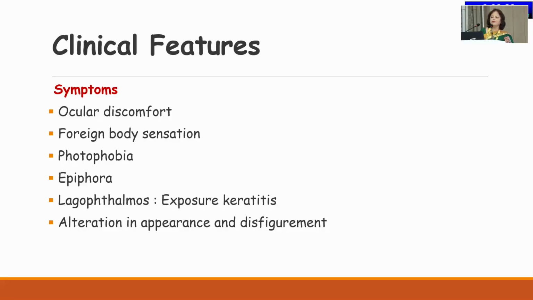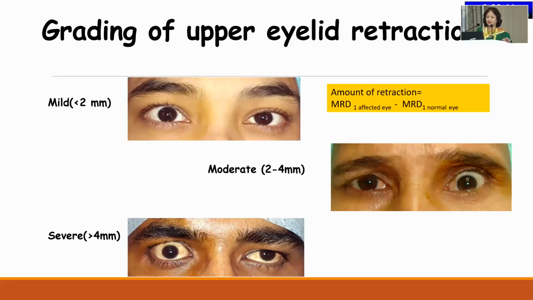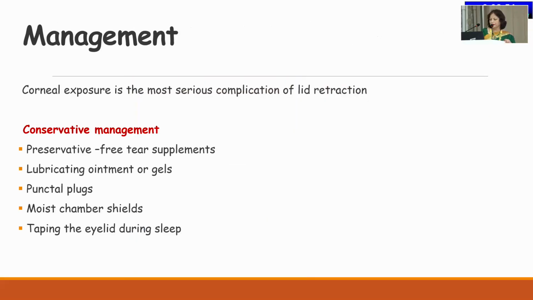Now, what are the clinical features of lid retraction? It can be ocular discomfort, foreign body sensation, photophobia, epiphora, lagophthalmos, and the most common complication for which we functionally have to treat eyelid retraction is the fear of exposure keratitis. Besides the cosmetic, this is the most important functional aspect. So before we start with the treatment, we ought to know about the grading, which is by subtracting the MRD1 of both the eyes. Mild will be when it is less than 2 millimeters, moderate and severe accordingly.